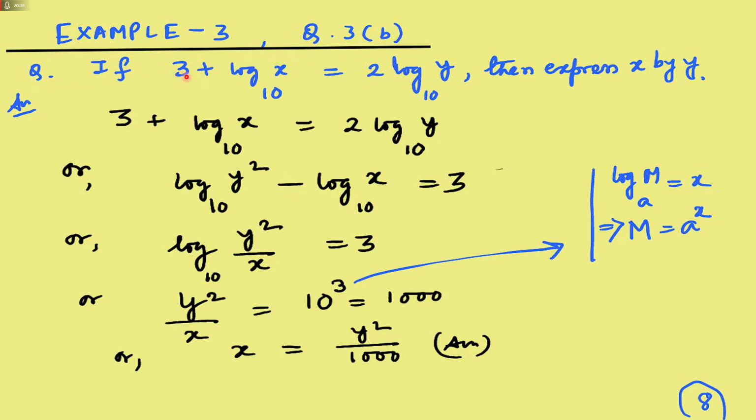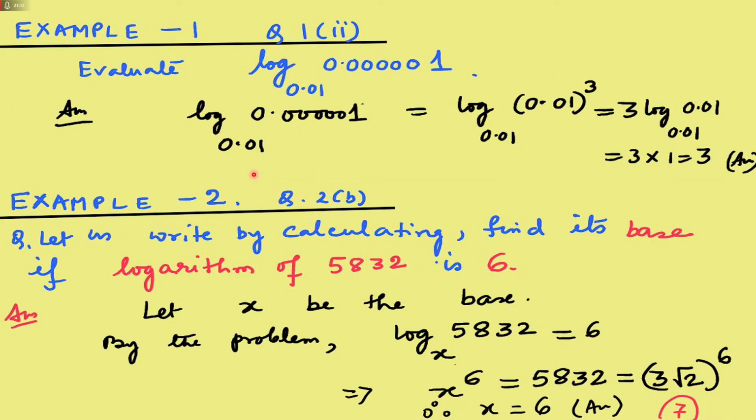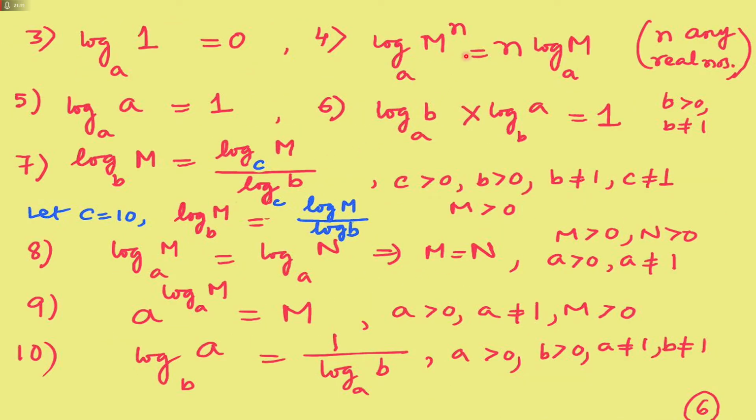Now here I am considering question number 3b. What is the problem? If 3 plus log x base 10 is equal to 2 log y base 10, then express x by y. That means you have to find x in terms of y. So I have to find the relation where log will not be present. Suppose you just bring it, you can find 2 log y base 10 as log y square using this relation. That means 2 log y is equal to log y square.